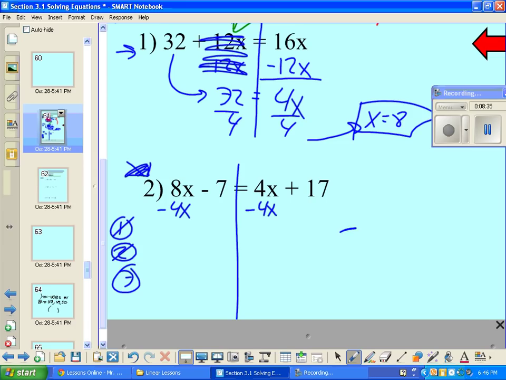Again, why does it help me to subtract 4x on this side? Because now 4x minus 4x eliminates these. So there's no more x's on the right side there. All that's left over there is 17. On the left side, 8x minus 4x now gives me 4x. I still have this minus 7 to bring down.